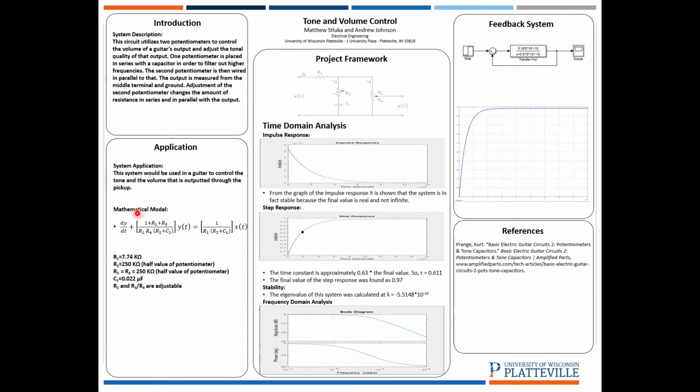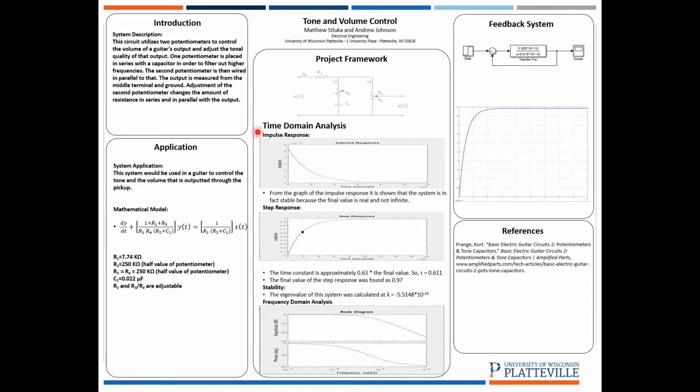So looking at the mathematical model of the circuit, it's a differential equation. And using the values that we found, R1 is the resistance of a pickup, which is typically around 7.74 kiloohms. And the rest of the resistors are potentiometers, so you can change them. So we just set them at half the full value, so it's half tone and half volume. So R2 would be 250 kiloohms, and R3 and R4 would also be that. And then the standard capacitor used in a tone and volume control circuit is 22 nanofarads.